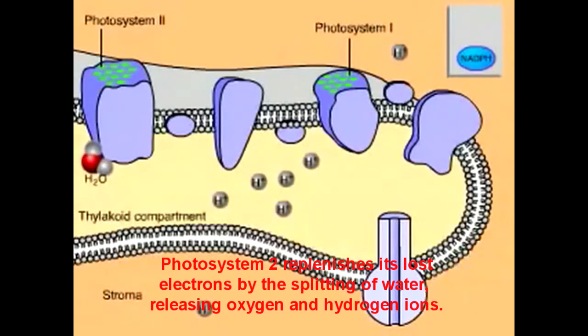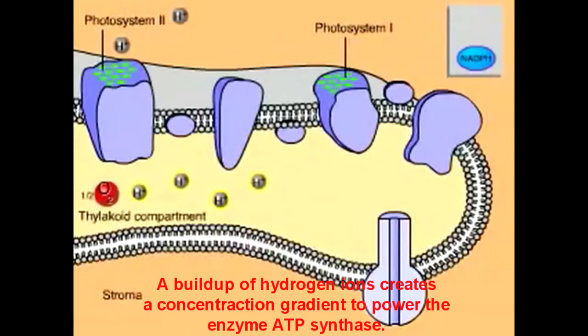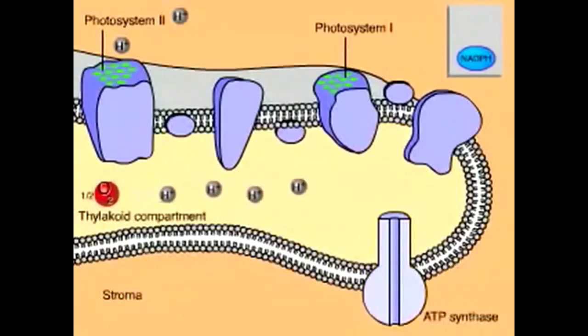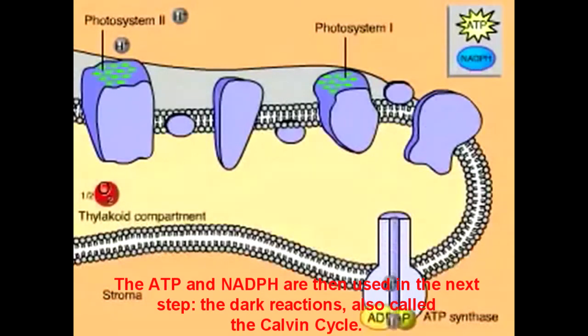Photosystem 2 replenishes its lost electrons by the splitting of water, releasing oxygen and hydrogen ions. The buildup of hydrogen ions creates a concentration gradient to power the enzyme ATP synthase. As the ions diffuse down the gradient, the ATP synthase uses the energy of the moving ions to make ATP. The ATP and NADPH are then used in the next step, the dark reaction, also called the Calvin cycle.